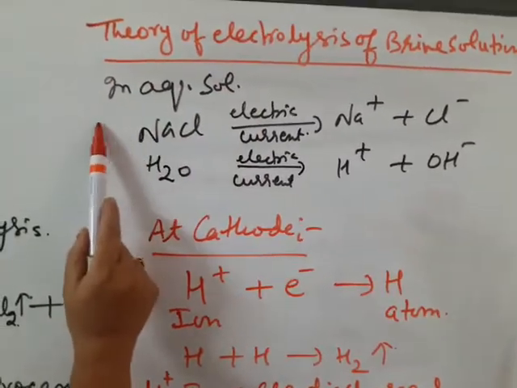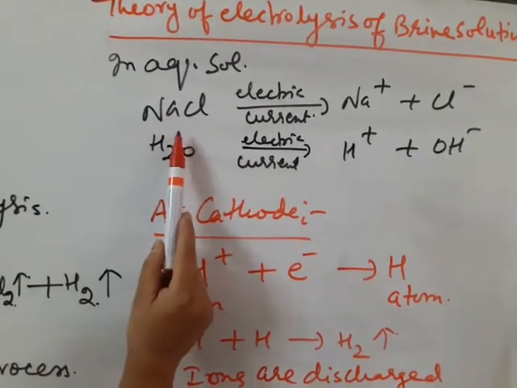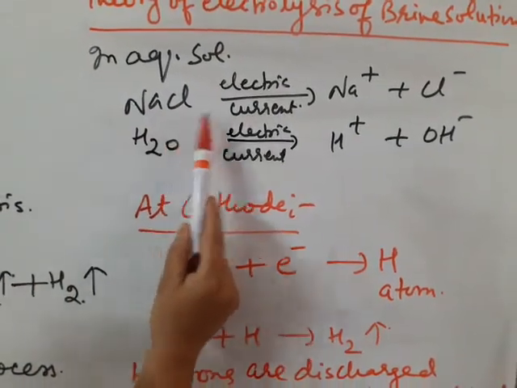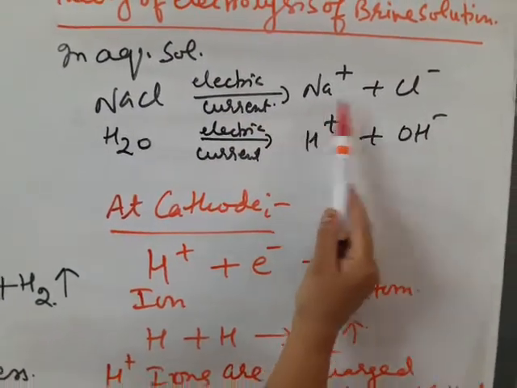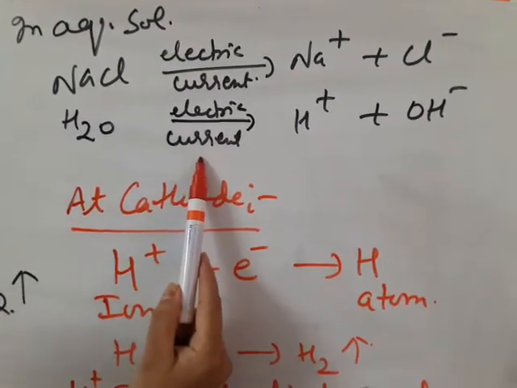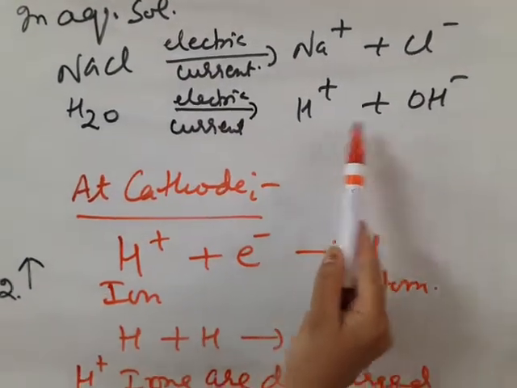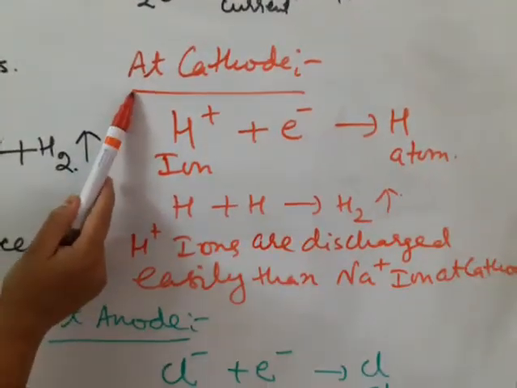Now what happens at electrolysis of brine solution when it is happening? In aqueous solution, sodium chloride is there. When electric current is passed, it forms ions, sodium ion and chloride ion. Water also ionizes. It forms hydrogen ion and hydroxide ion. Now what will happen at cathode?